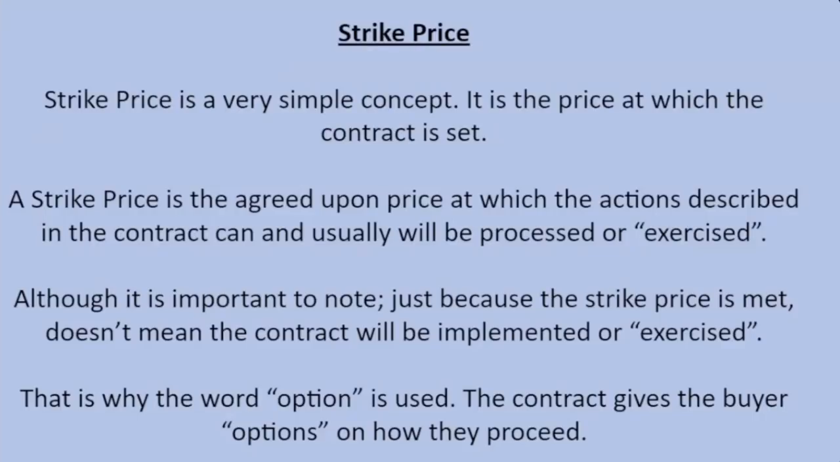The seller, he doesn't really have that many options. He's got really one: collect his money. The buyer can do a lot of things, a little bit more down the road stuff, but today we're just learning that the options contract is a contract that gives the buyer options. All right. Again, that was strike price. It's the agreed upon price that's inside that options contract, and it's important.